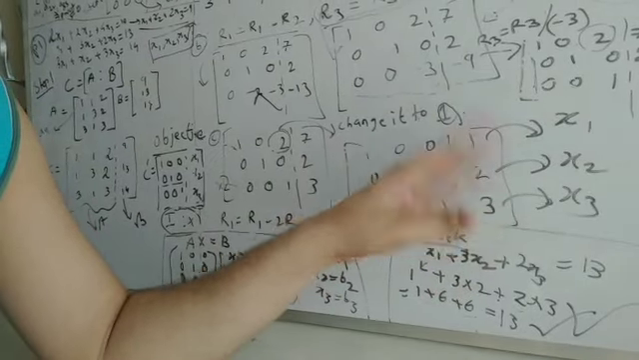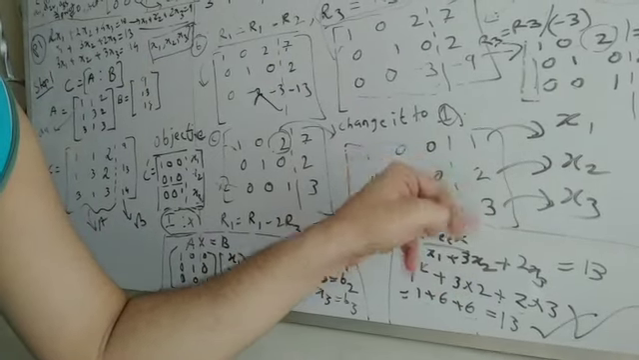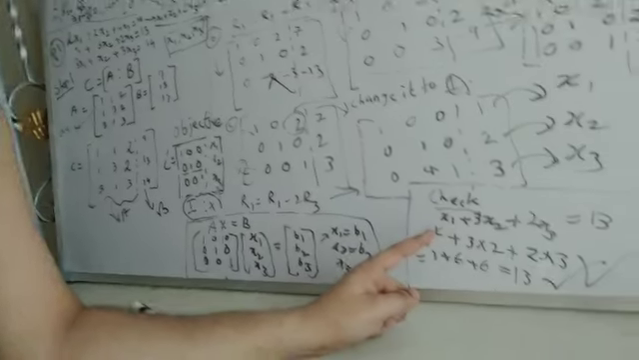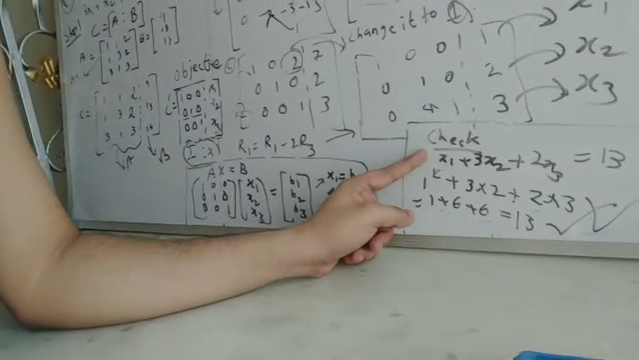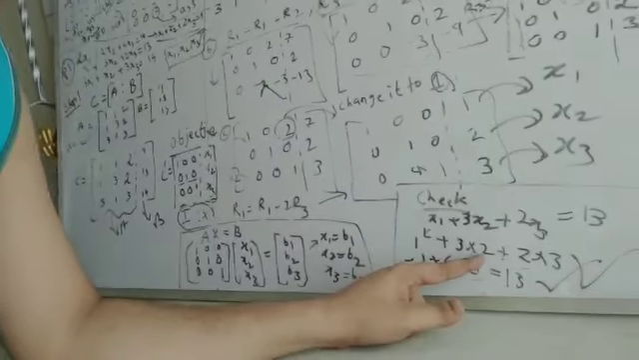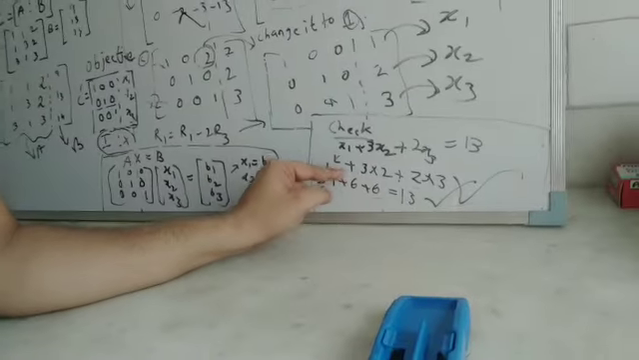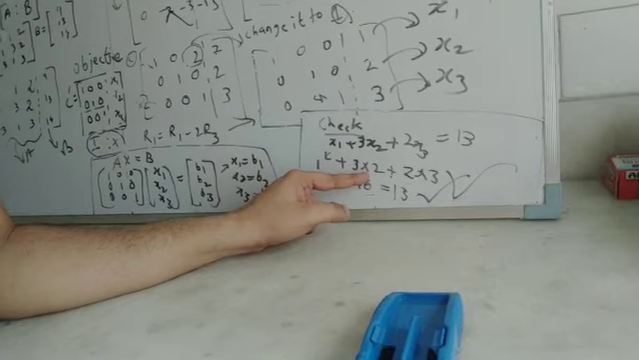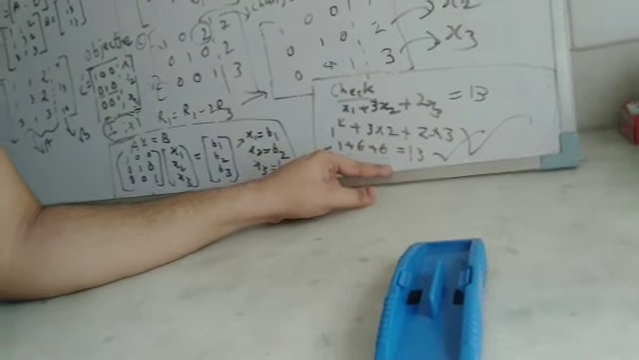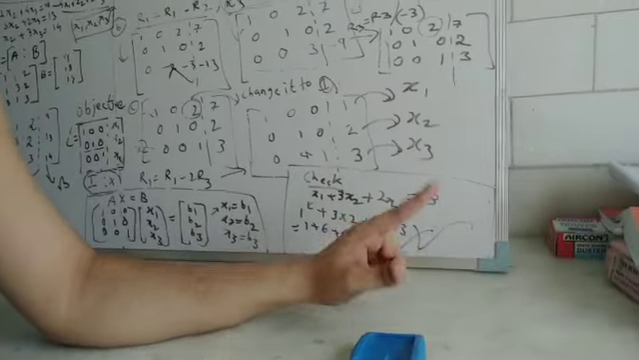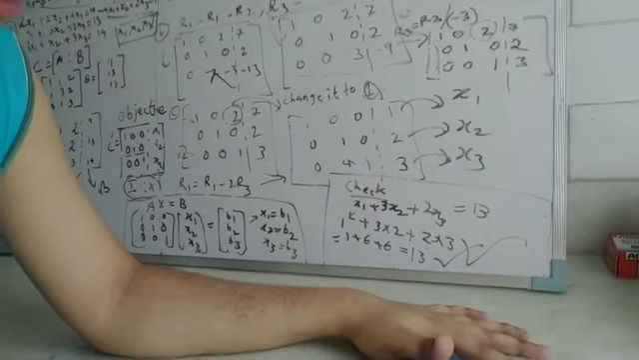So if you want to check whether these values are correct or not, you can put them into any equation. I have chosen here the second equation. So x1 is how much? Is 1, x2 is 2, x3 is 3. So 1 plus 3 into 2 how much? 6. 2 into 3 is how much? 6. So 1 plus 6 plus 6 is how much? 13. 13. That means our solution is perfectly correct.